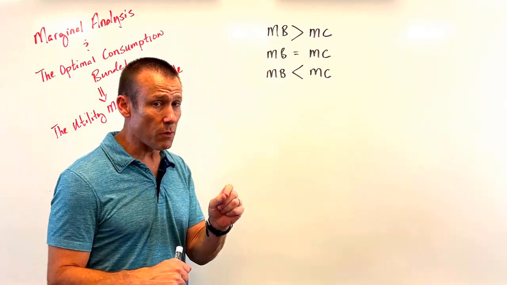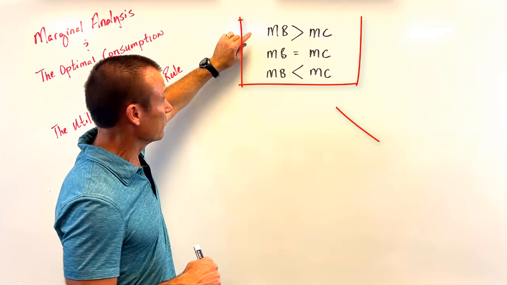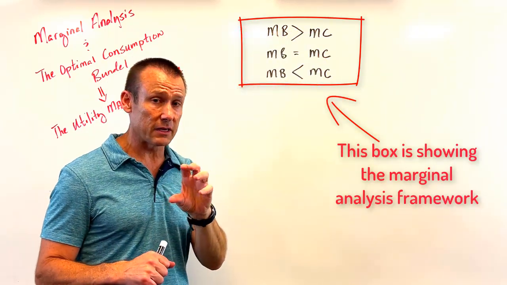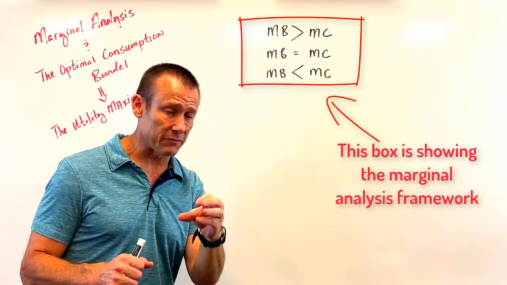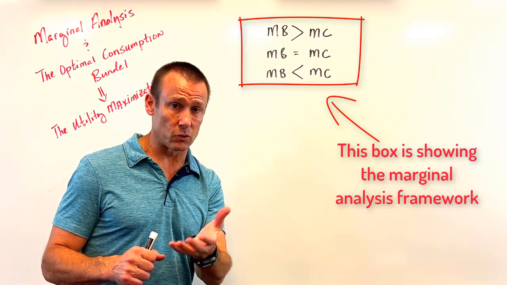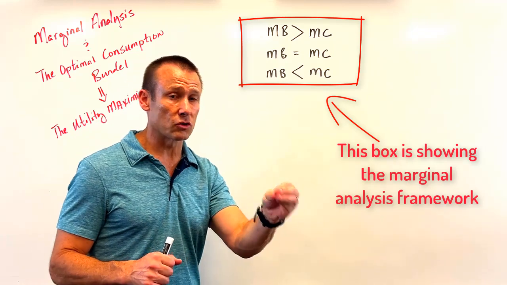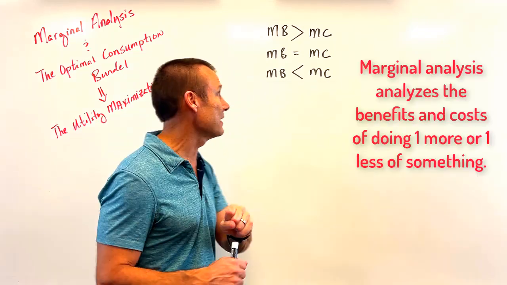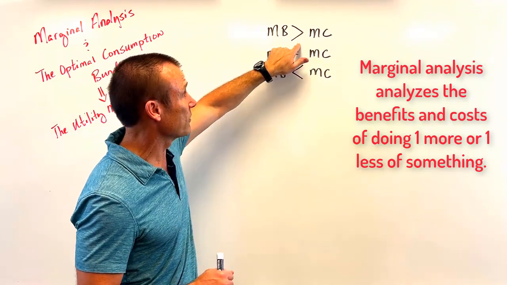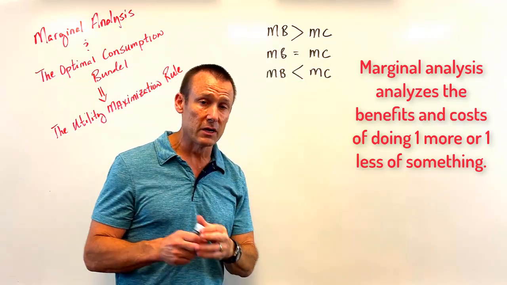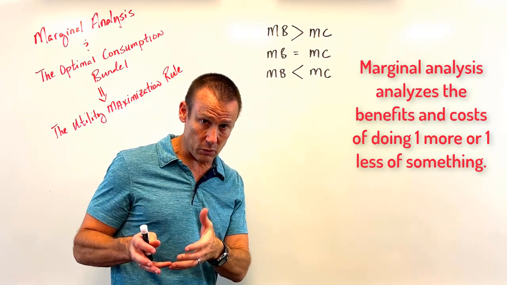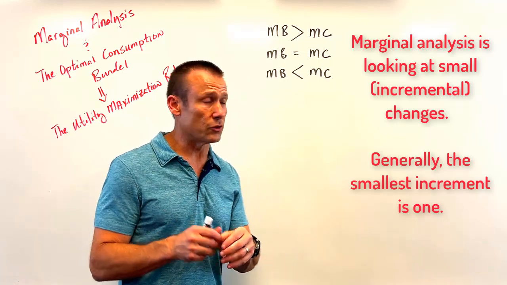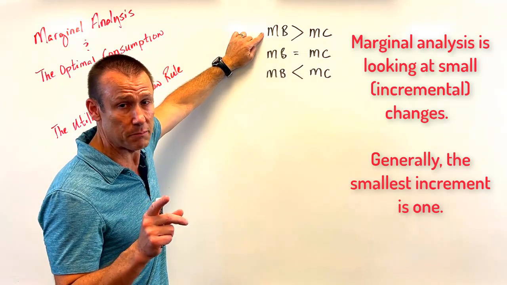Now, when you do marginal analysis, it goes like this. If your marginal benefit is greater than your marginal cost, and let's define those. My marginal benefit is my additional benefit of doing one more of something. My marginal cost is the additional cost of doing one more of that same exact thing. If the marginal benefit is greater than the marginal cost, that means do it. So if the additional benefit you get from doing one more of something is greater than the additional cost, then you should do it. And you keep doing it as long as your MB exceeds MC.